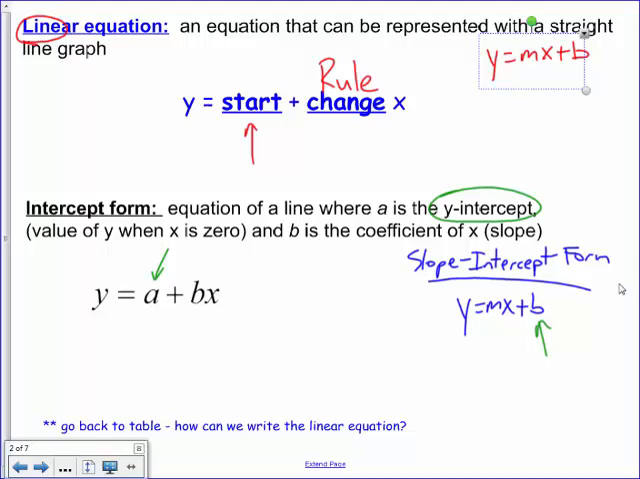And then in intercept form, they use b for the slope, or what they say, the coefficient of x. So b is the slope in this case, whereas in y equals mx plus b, the m is the slope. But what we want to remember is that the start is by itself, and the change, or the slope, or the rule goes in front of the x. That's what we need to get down.